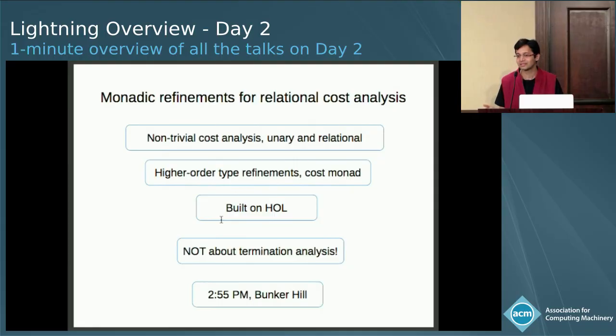So cost analysis is basically establishing lower and upper bounds on some abstract notion of execution time of the program. And what we are trying to build here are very expressive proof systems for doing this. In particular, we are interested in combining cost analysis with functional verification. What we basically show is that you can use very basic techniques, higher order refinements, and monads to do this. So if these topics interest you, please show up. 2:55 at Bunker Hill. Thanks.